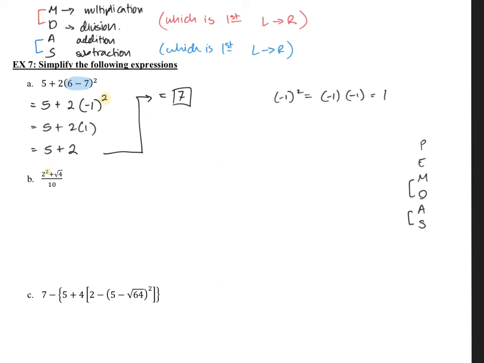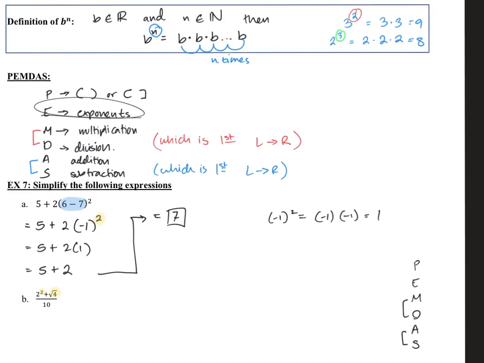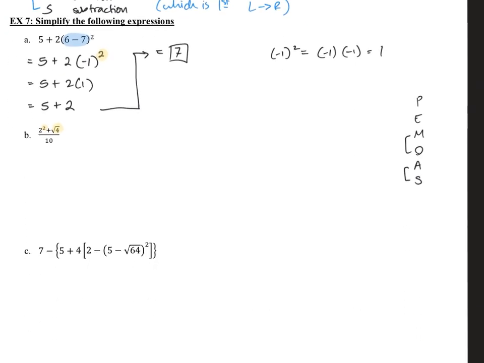And another thing to note, which I did kind of forget: with P, you also include square roots. Let me go ahead and change that a little bit. Square root is a grouping symbol. So we actually do see that right here. Let's go ahead and work on those two. That's going to be 2 squared, which is 4, plus the square root of 4, which is 2. All right. So next.